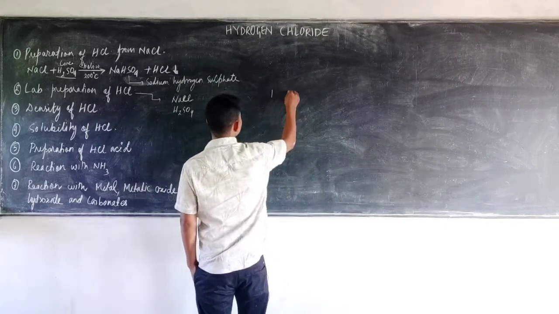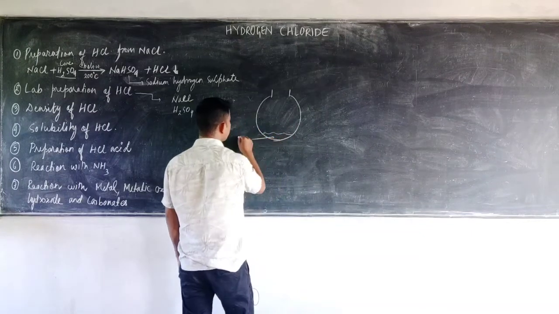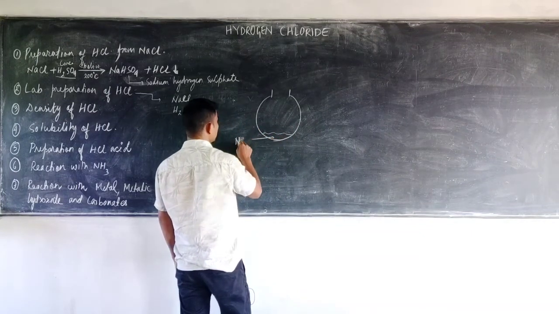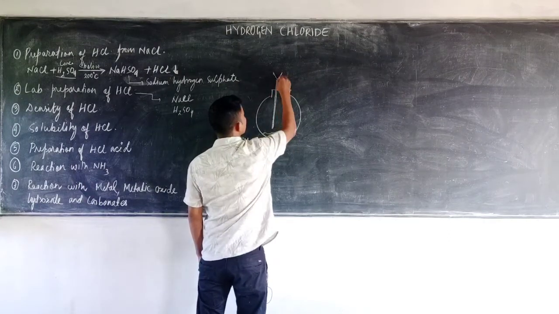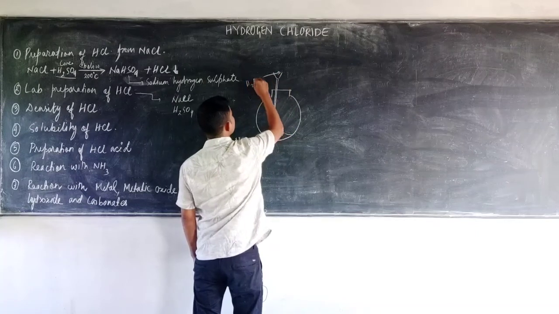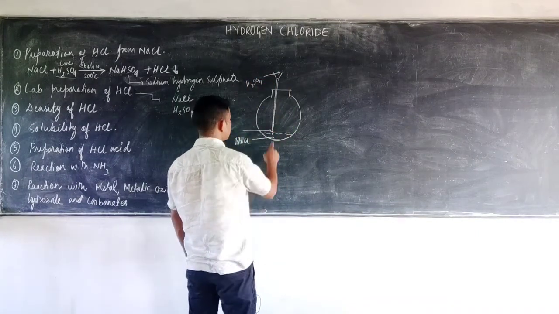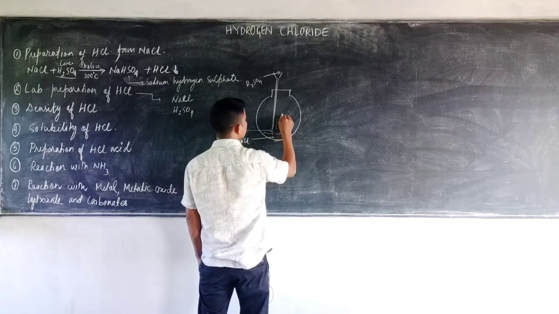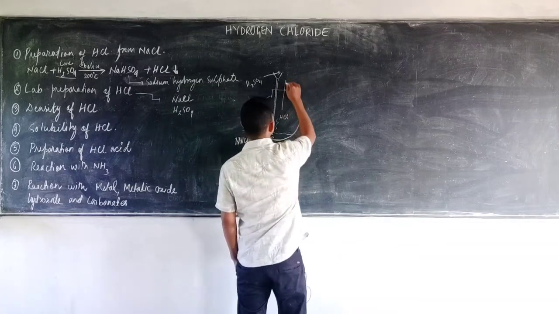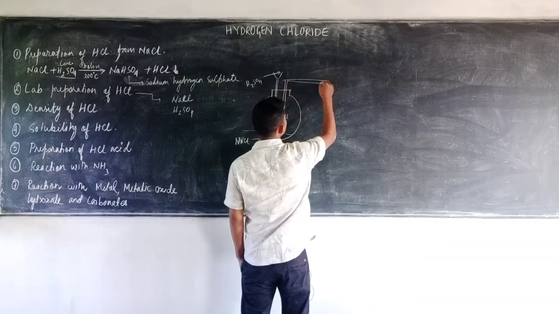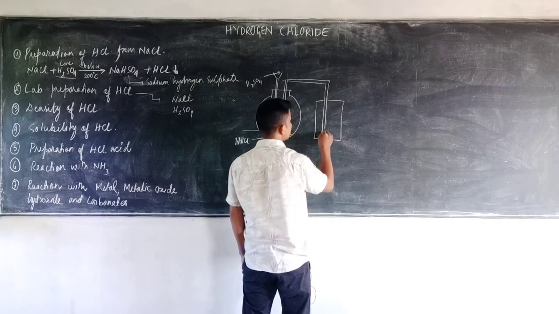So what is done? In a round bottom flask, a crystal of sodium chloride is taken. And through the funnel drop by drop, the sulfuric acid H2SO4 is poured here. As soon as the sulfuric acid reacts with the sodium chloride, moist HCl gas is evolved. This moist HCl gas through the delivery tube is passed into another vessel that contains a suitable drying agent like sulfuric acid.